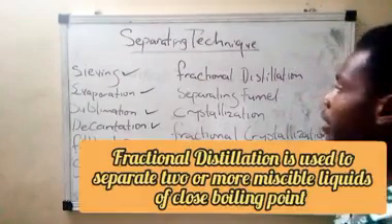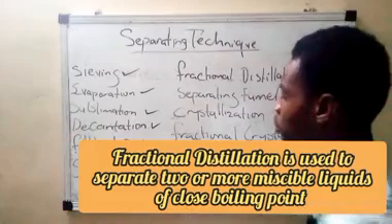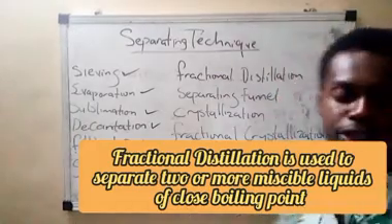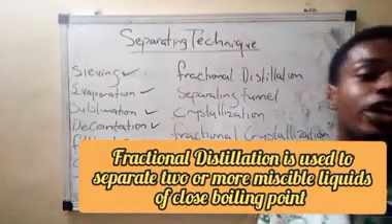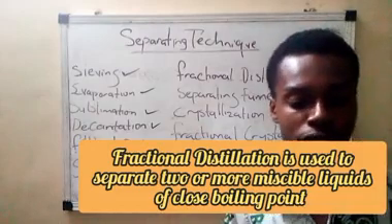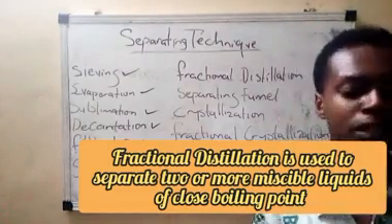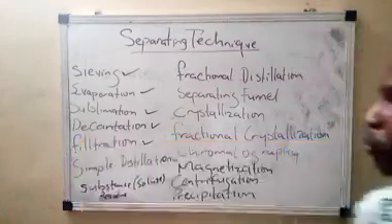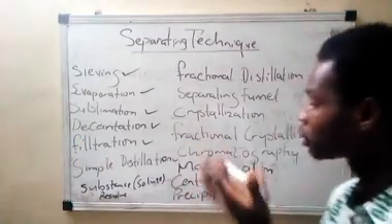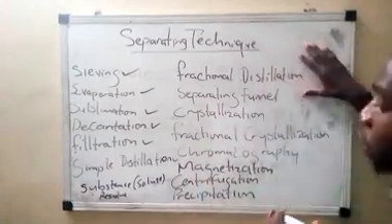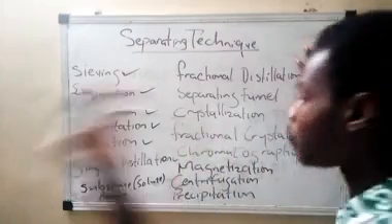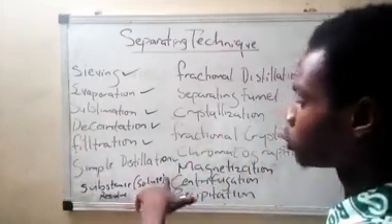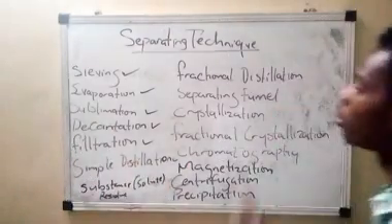Now, if you hear that one about simple distillation, what will now be about fractional distillation? Fractional distillation is now used to what? Separate two or more miscible liquids of close boiling points. The ones whose boiling points are close, fractional distillation is used to separate them. The ones that are far apart, simple distillation is used to separate them.